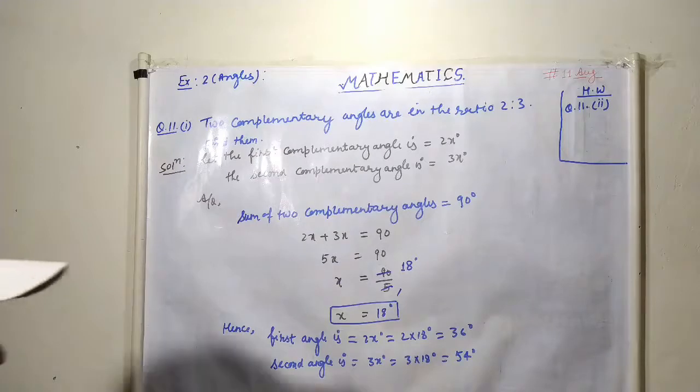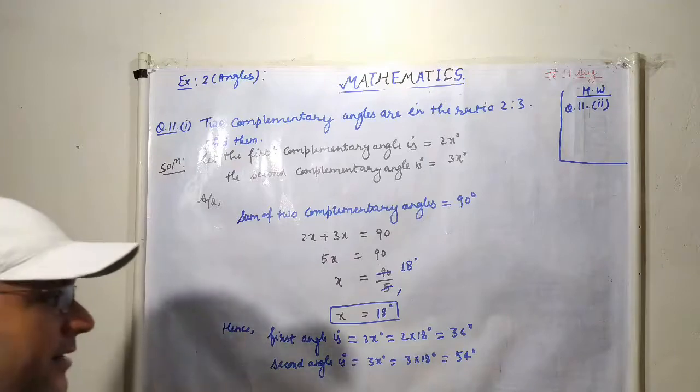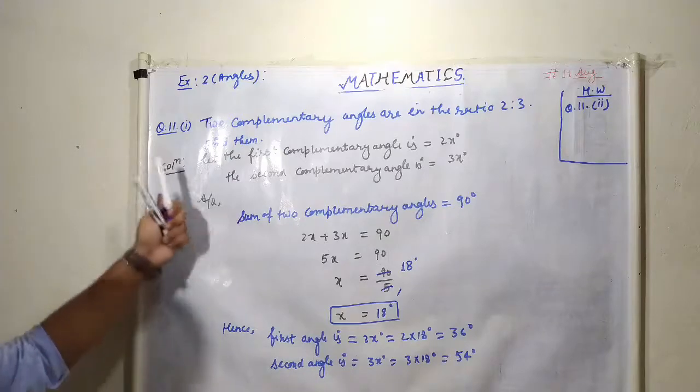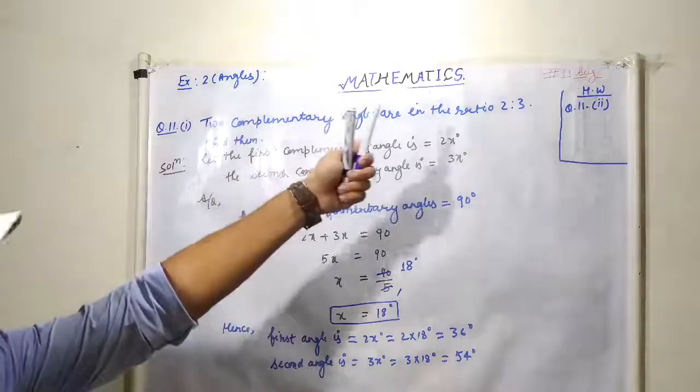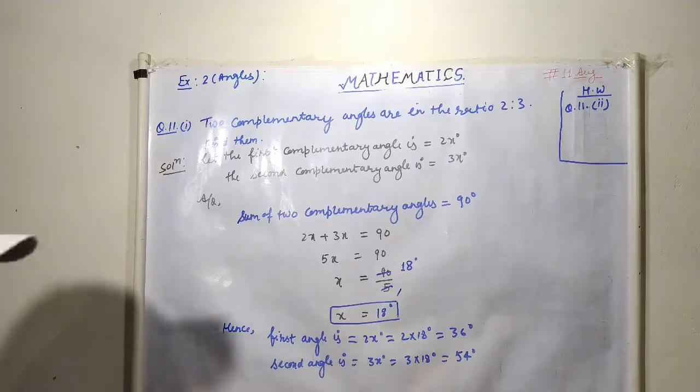The first one is 36 degree and the second complementary angle is 54 degree, and the sum of these two angles is equal to 90 degree. 36 plus 54 degree is 90 degree. Okay, and the second one is the same, the sum of two supplementary angles is given in the ratio. So the second one you will do yourself at home, students.